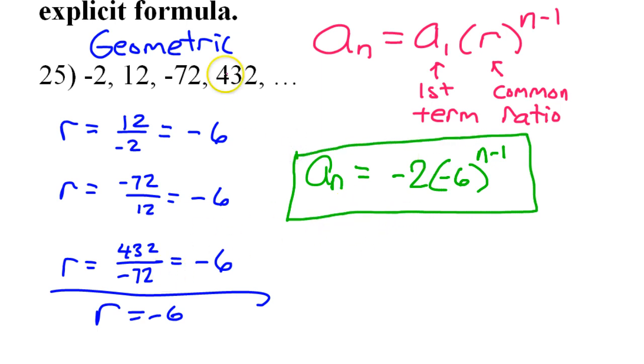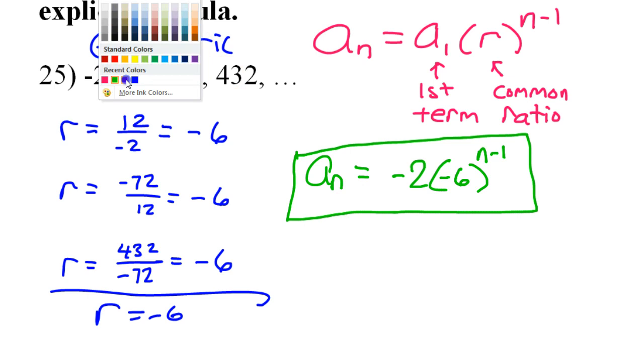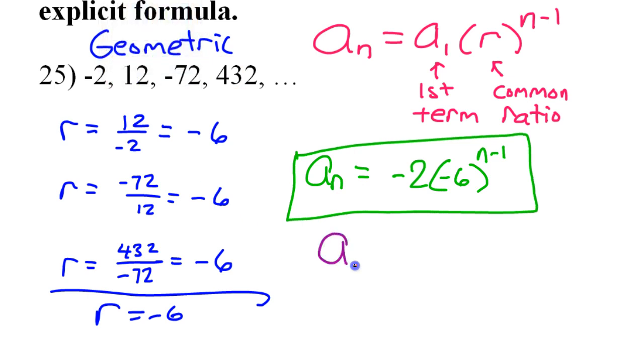Now, the 8th term is given by A8. All right, A8 stands for the 8th term. And to find it, you can just plug in 8 as the power. So we'll have -2 times -6 to the 8 minus 1 power.